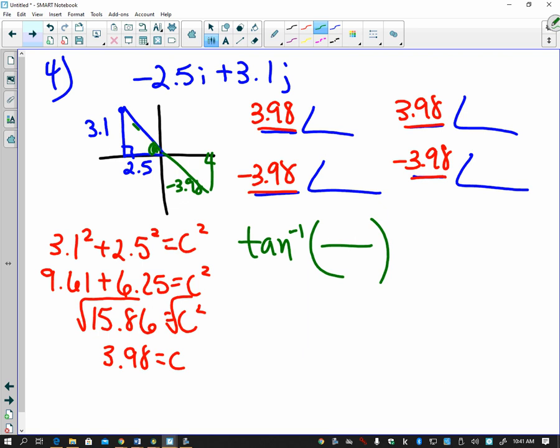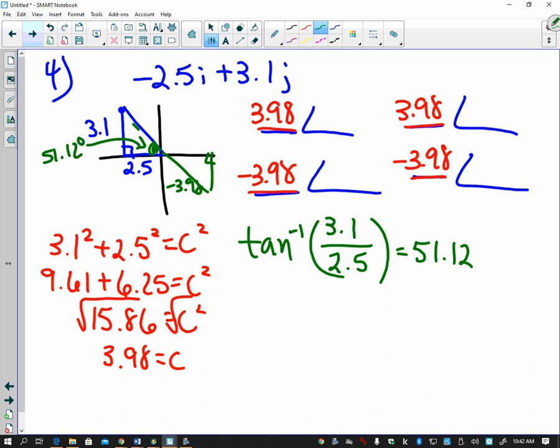Inverse tangent. Okay? Tangent is what over what? Opposite over adjacent. Okay? All right. What is opposite in this case? 3.1 over 2.5. Very good. All right. Inverse tangent 3.1 over 2.5. Give it to me to the nearest hundredth. 51.12. All right. So that is 51.12 degrees.